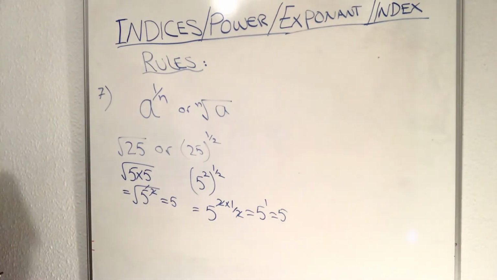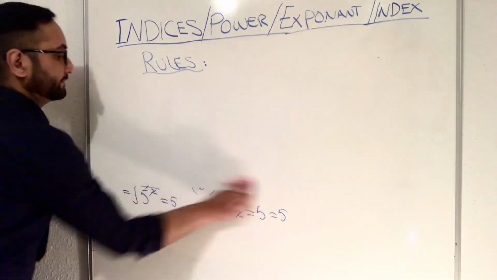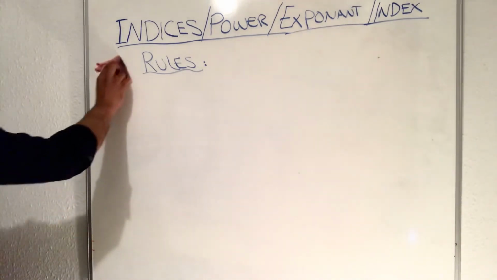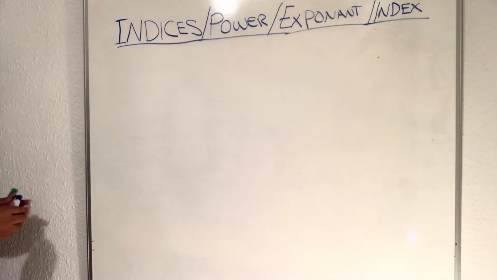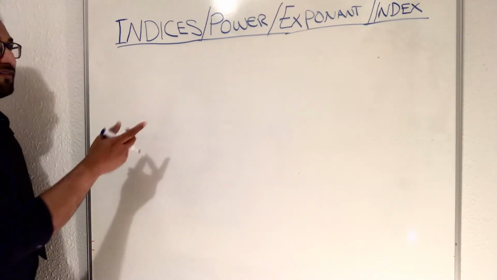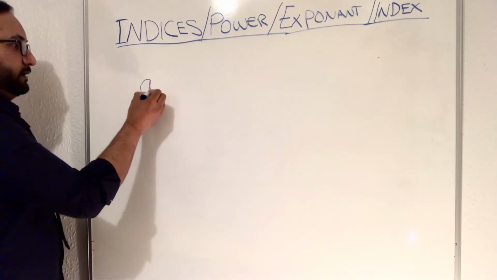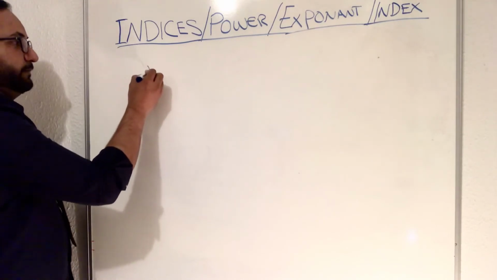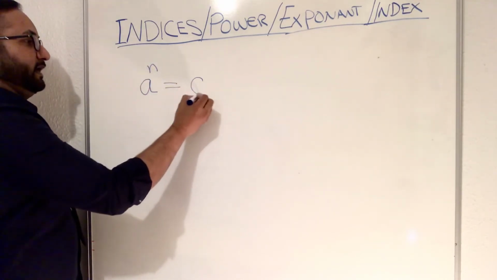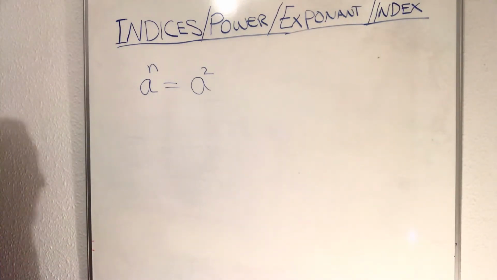These are the 7 rules, so we have to stick to these ones. Now we are going to the exam-based questions. Another one you need to remember: sometimes they give you values like a power n equals a power 2, and they will tell you to find the value of n.